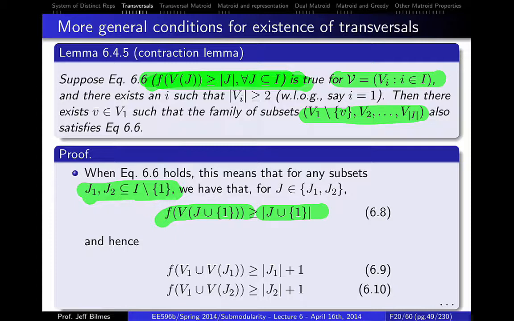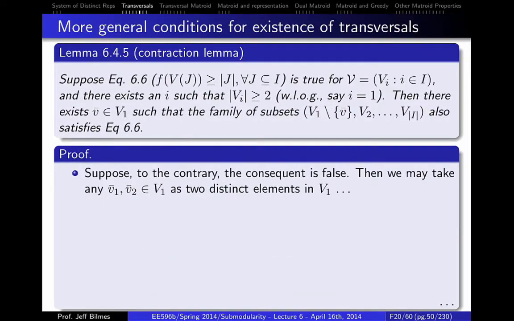Therefore, simplifying this a little bit, we get this for J1 and this for J2. The right-hand side is trivial. It's just adding 1 to the size of J. And the left-hand side comes about just by the definition of the function V. Okay. So everybody got that?